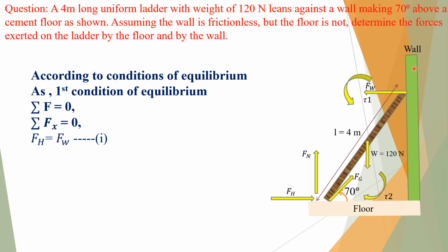Here we have a ladder and this ladder is 4-meter long and it is making an angle 70 degree while leaning with the wall, and this wall is frictionless but this floor is not frictionless.